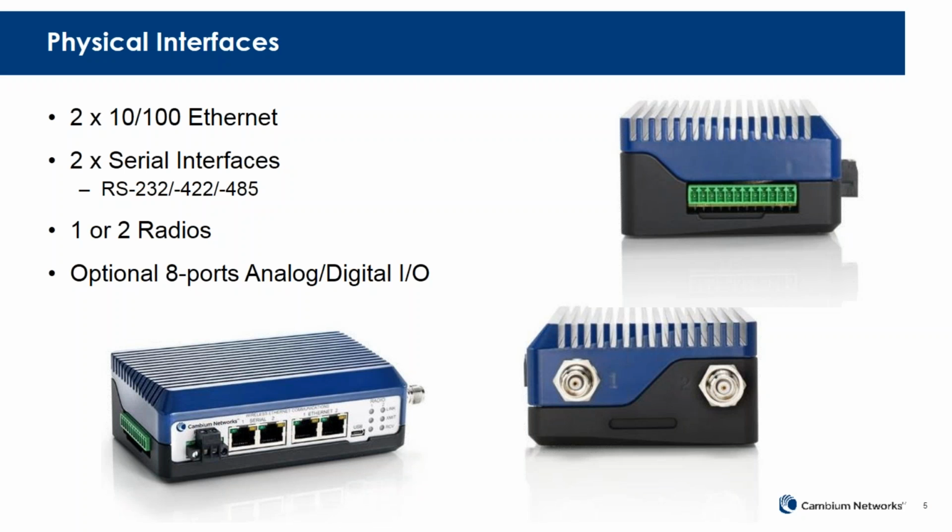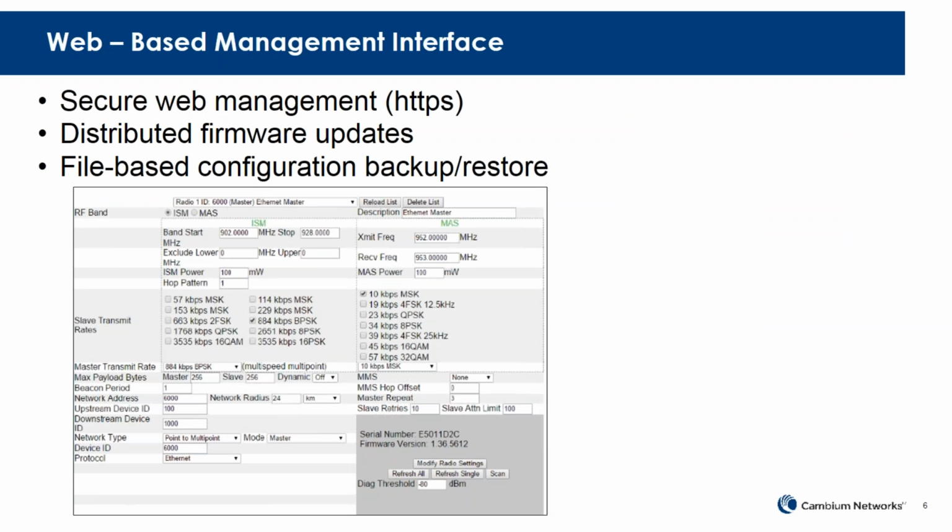You'll see on the left of the device there's that green connector. This is the ability to add 8 ports of analog or digital I/O. And then you'll also see on the right-hand side the 2 silver connectors. That's where you can have 1 or 2 radio modules fitted into this device.